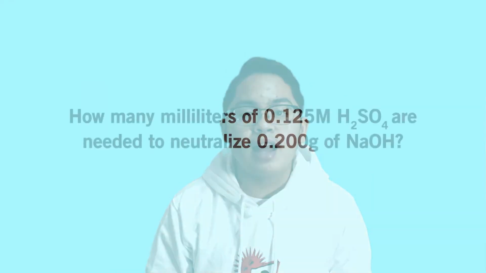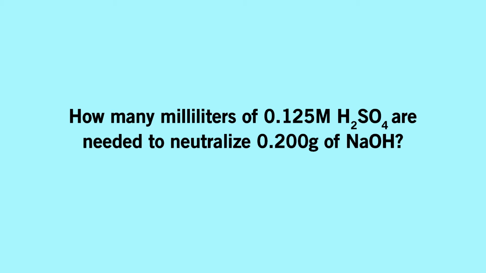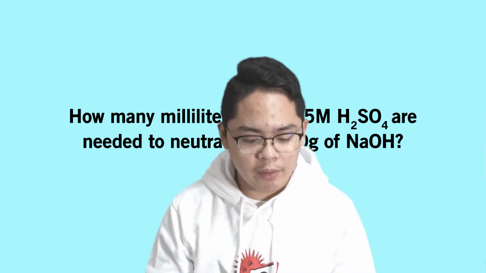So for our stoichiometric problem for today, we are asked how many milliliters of 0.125 M sulfuric acid, or H2SO4, are needed to neutralize 0.200 grams of sodium hydroxide, or NaOH.